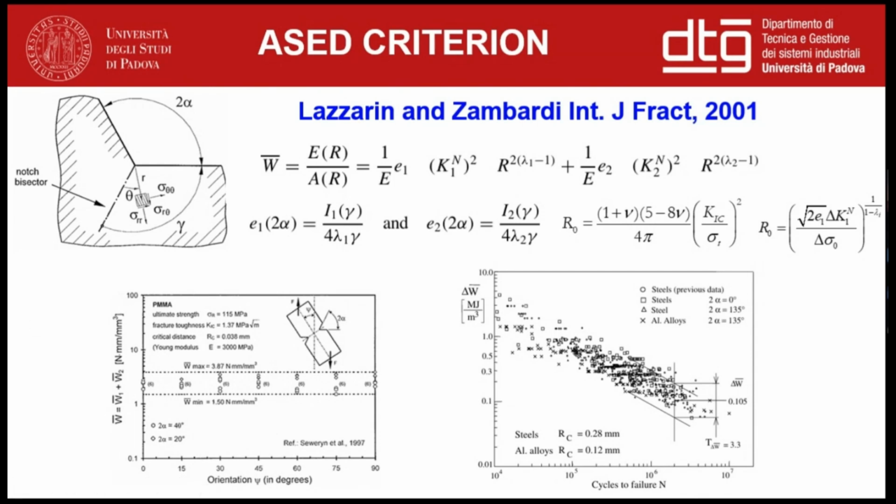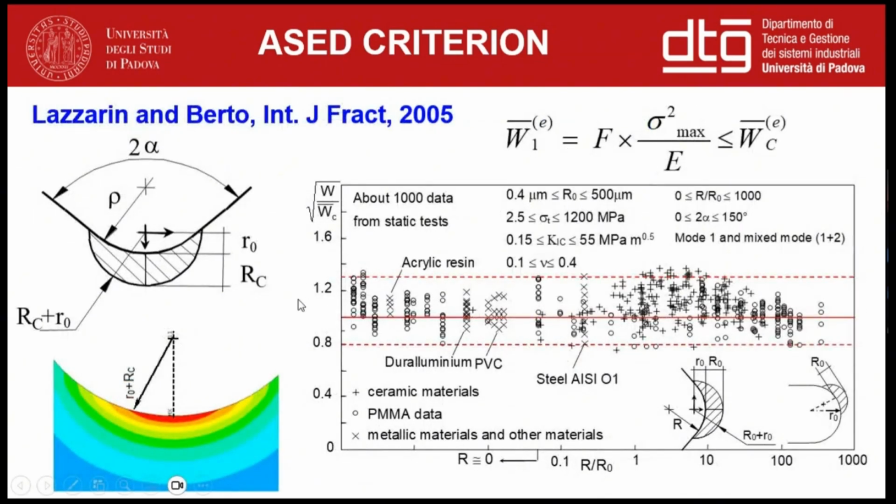Some years later, Lazzarin and Berto extended the criterion to reduced notches. The schematics are represented here. They consider a crescent moon-like control volume located at the head of the notch tip.